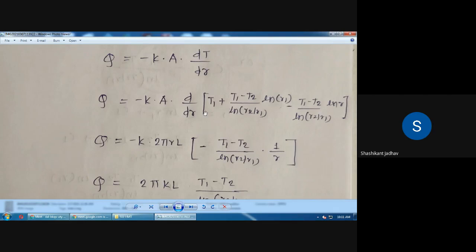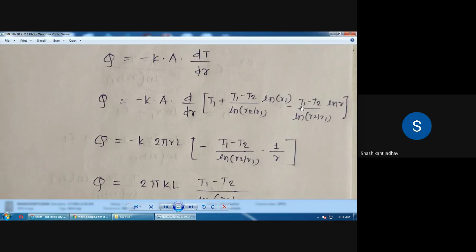So first term is T1, so there is no radius, so derivative of constant is 0. Okay, then the second term, there is no value of r. Second term मध्ये r नाही आहे, so derivative with respect to r is not there, so it is also constant. So derivative of this term is also 0. Then in the third term, (T1 minus T2) divided by ln of R2 by R1 into ln of R. So ln of R is there. So in this term R is there, so we have to take the derivative of this term.